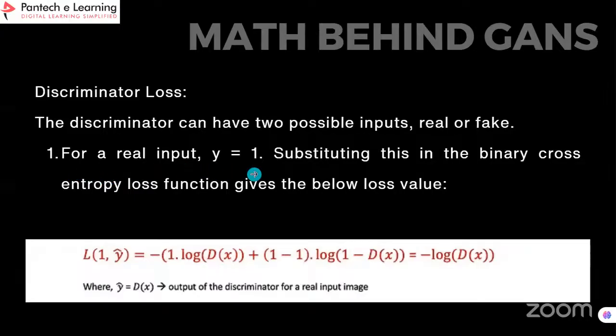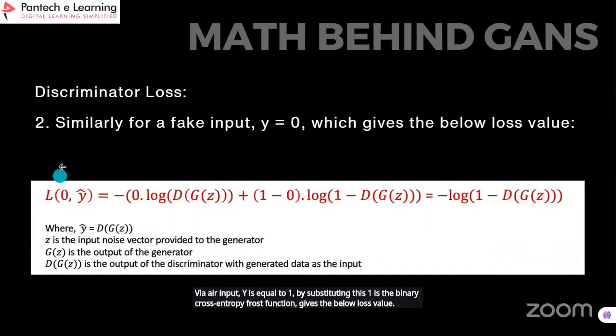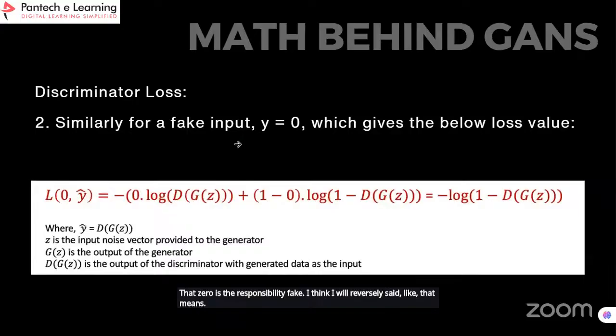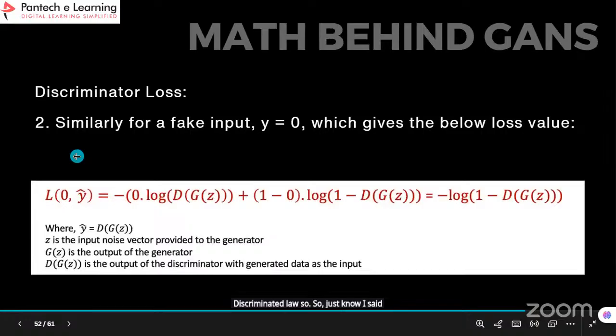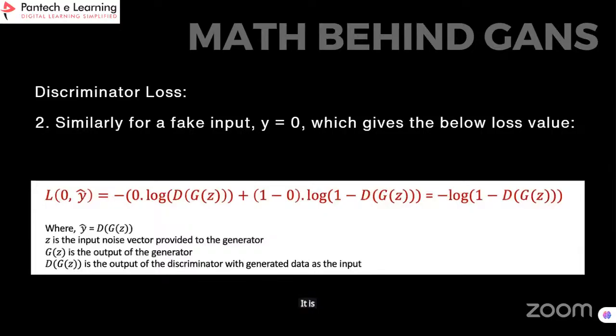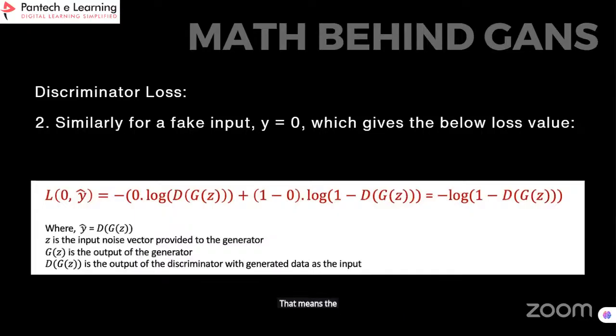For a real input, y is equal to 1. Substituting this into the binary cross entropy loss function gives the below loss value. So 0 represents the fake. Now the discriminator loss: every time our image is passed to the discriminator, it decides whether it is a fake one, and the discriminator gives us some kind of loss values. The features of this particular data are mentioned as loss values.